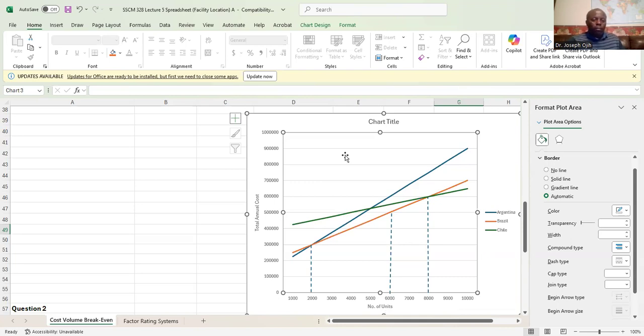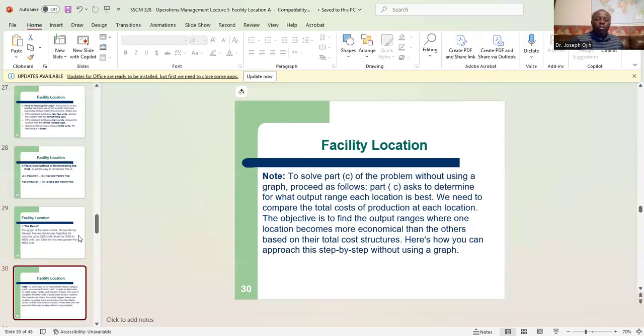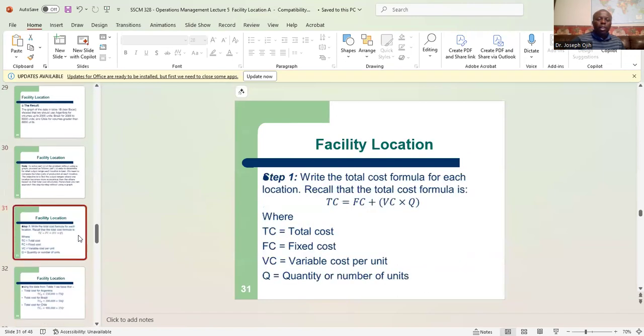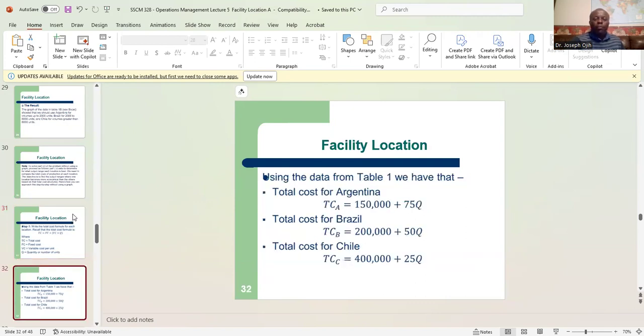So now next, there's another way you can find this. If you don't want to use a graph, you can use an equation, whereby you form the total cost formula, which is this, and then put in the values. For example, for Argentina, total cost would be 150,000 plus 75Q, where Q is the quantity.